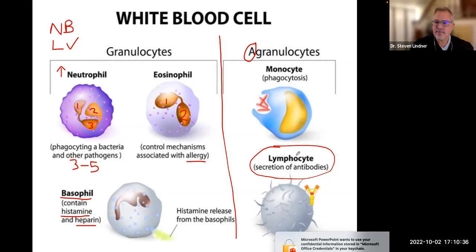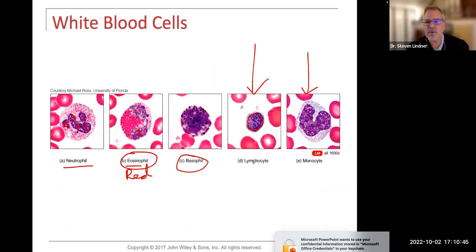Lymphocytes are involved in the secretion of antibodies. These are linked to viruses. So if the lymphocyte count is high, it's a viral infection. If the neutrophil count is high, it's a bacterial infection. If eosinophil count is high, we're thinking allergies or parasites.